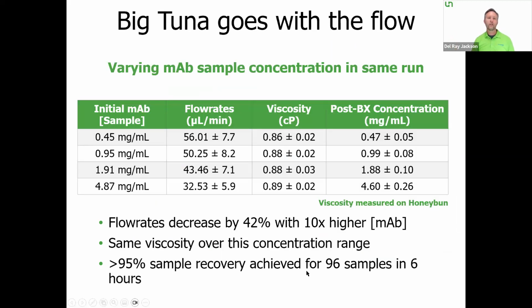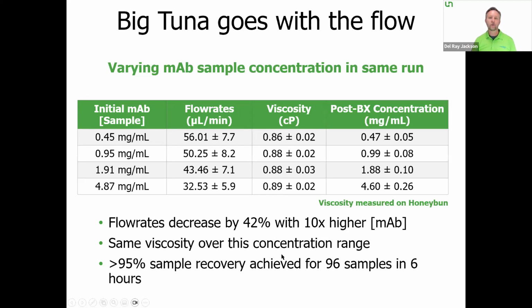And what happens when you run it? Well, Big Tuna goes with the flow. And I really like this data because it shows that the sample concentration doesn't affect the viscosity or the flow rate as much as I would have expected. So oftentimes when I talk about Big Tuna, I'll say, oh yeah, with increasing sample concentration, your viscosity goes up. And so you can see that that's most likely why your flow rates go down. But here, in this case, flow rates decrease by 42% across this concentration range with 10x higher, but the viscosity stays pretty normal over this concentration range.